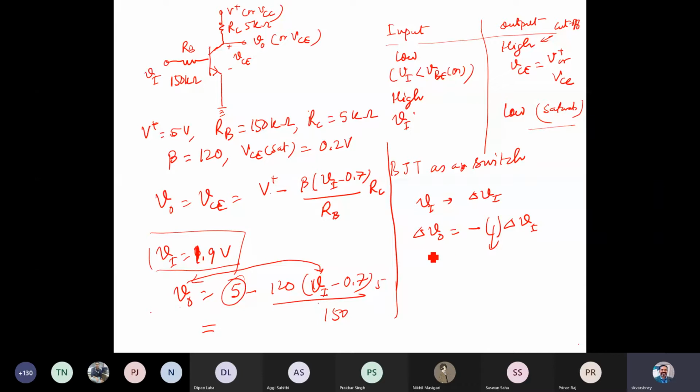So what you see is that this is the change in output voltage, change in input voltage, and now you can see this negative sign is there. So that means that there's a phase change in output voltage. So negative sign means that there's a change in phase in the output voltage.